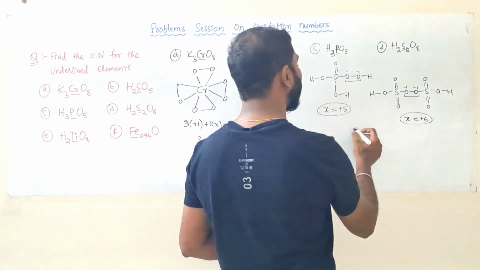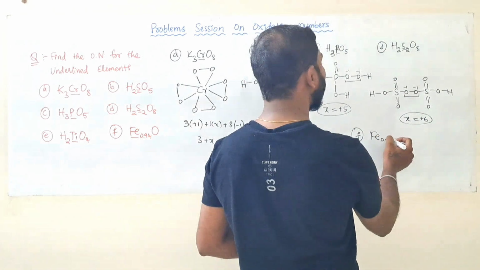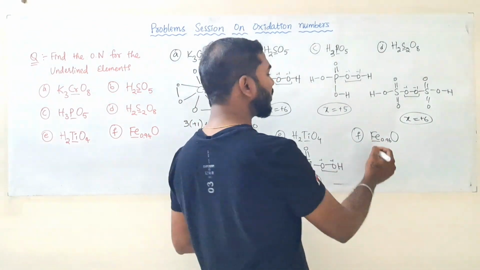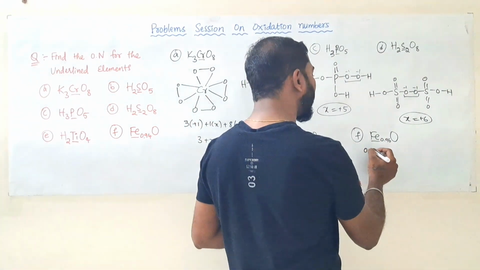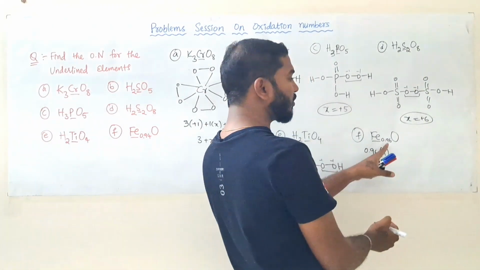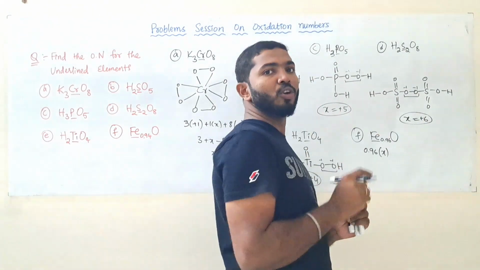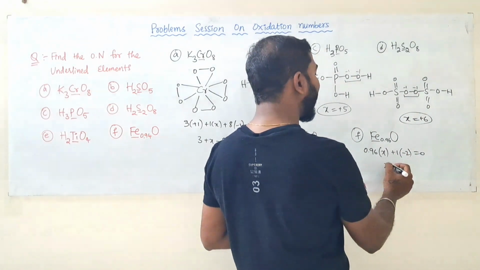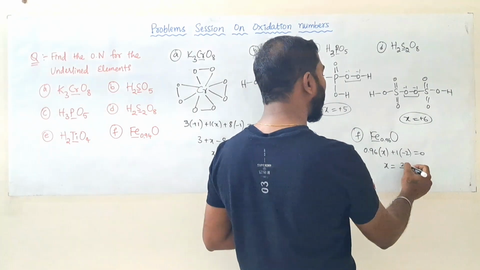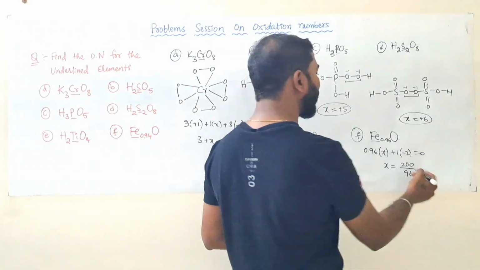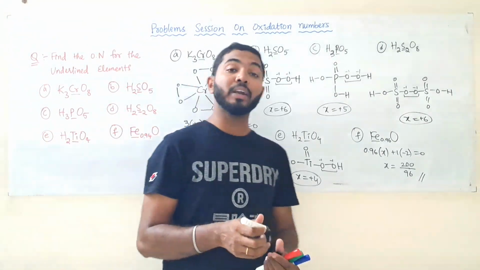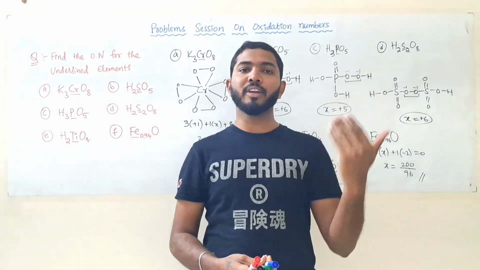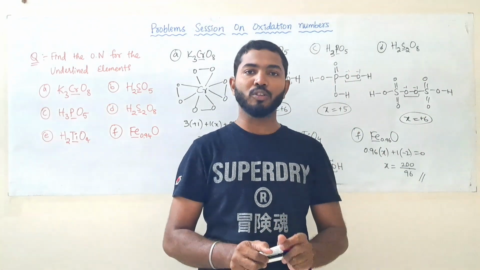And then the other one, that is Fe0.96O, where we need to calculate the oxidation number of iron. We have 0.96 times x, because we don't have one iron here, 0.96 x plus 1 into minus 2 is equal to 0, and then x is going to come out as 200 divided by 96. The oxidation number of iron is 200 divided by 96. That is also possible. As we know, oxidation number could be positive, negative, 0, and even fractions are also possible.